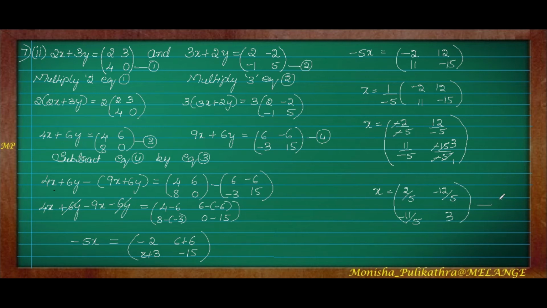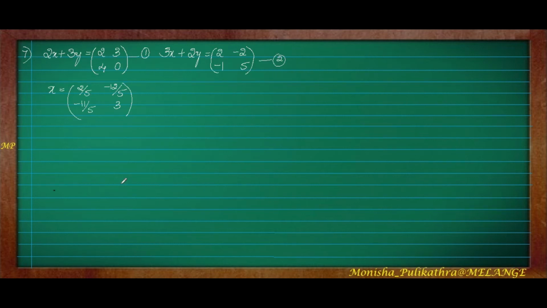Let this be equation 5. Now we have to substitute this x matrix into the first equation or second equation to find out the value of y. Okay, let us continue the seventh sum. Here the equation 1 and equation 2 I have written. We have already got the value for the x matrix. We have to substitute it in the x of either equation 1 or 2 and find out the value of the y matrix. Okay, so here I will be using equation 1.